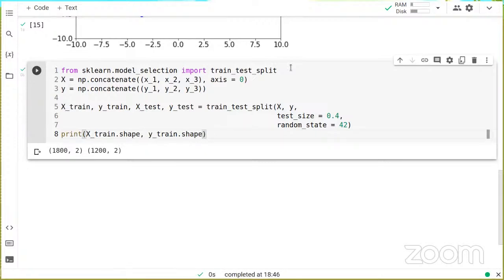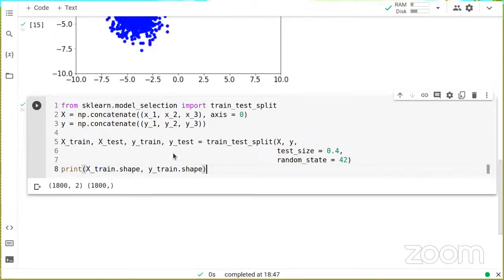Okay, around 1800 points. Why am I getting different shapes here? Do you all see why? It should be X_train, X_test, then y_train, y_test, like train, test, train, test. Okay, first the features and then the labels. Yes.